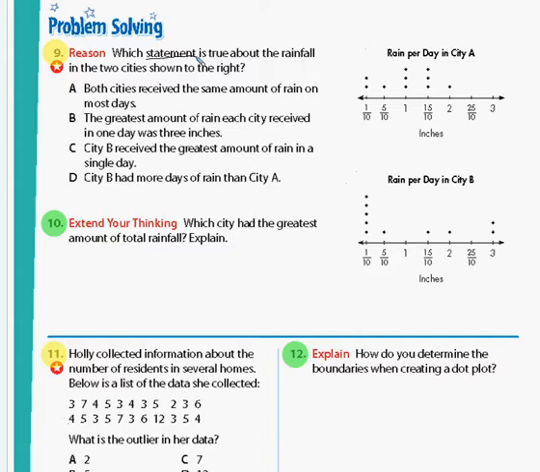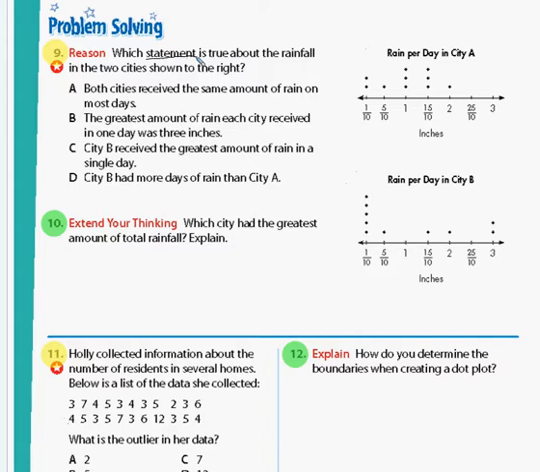Okay, question number 10. Which city had the greatest amount of total rainfall? And explain. So we basically need to work out, or add up, how much rain altogether fell for City A and then for City B, and see which one is greater.